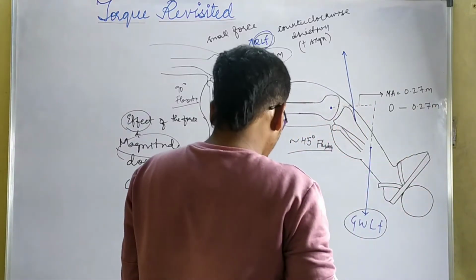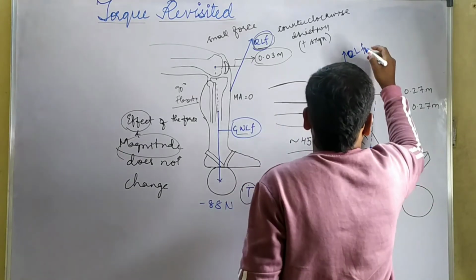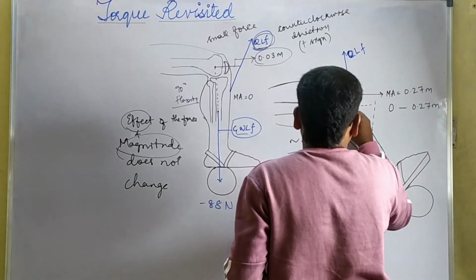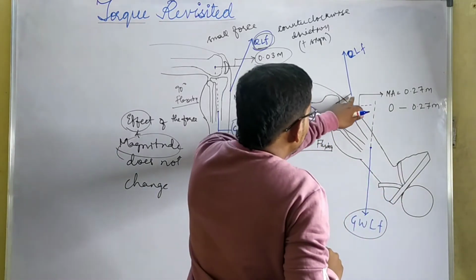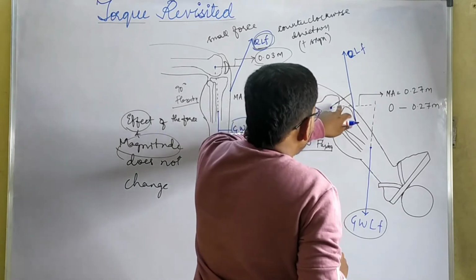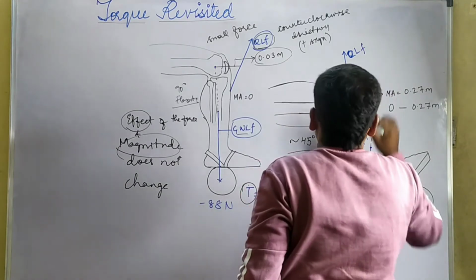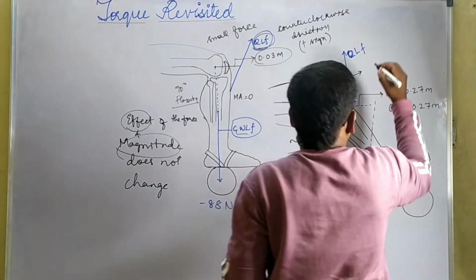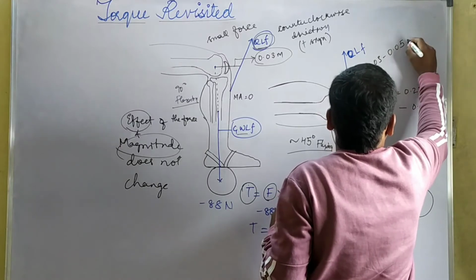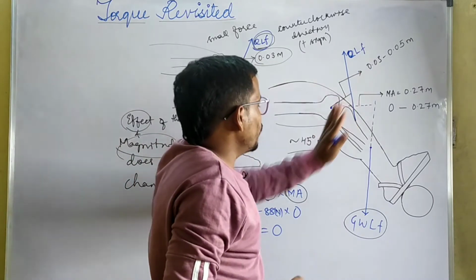Okay, now for the quadriceps muscle force vector, we will locate the moment arm. Okay, this is the moment arm. The line is perpendicular to the quadriceps muscle force vector and intersects the joint axis. Now for example, the quadriceps muscle force vector moment arm has increased from 0.03 to 0.05 meters.